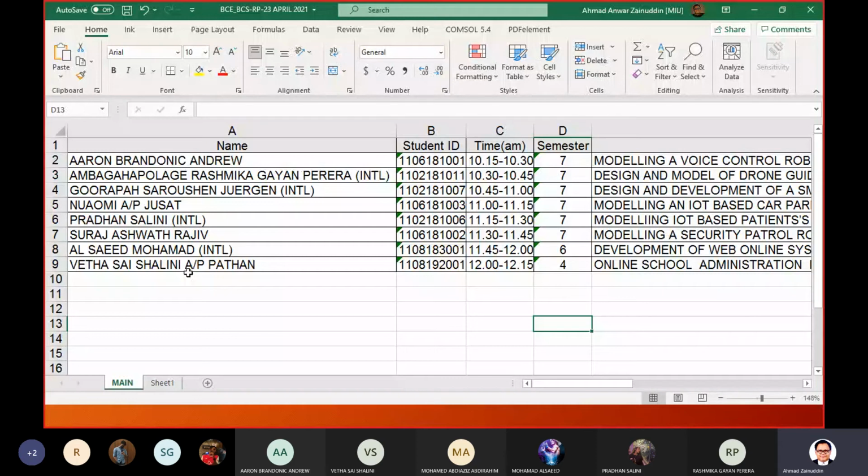Starting from 10:15, followed by Rashmika at 10:30, Saroshan at 10:45, and Numi at 11 a.m. Salini, 11:15 a.m. Suraj, 11:30. Said, 11:45, and Shalini at 12. So please remember your time section, and we will follow this sequence starting from Aaron and ending with Salini.